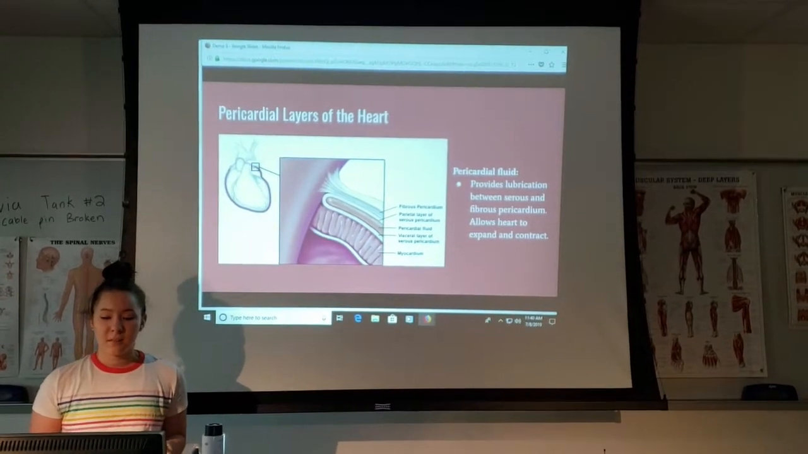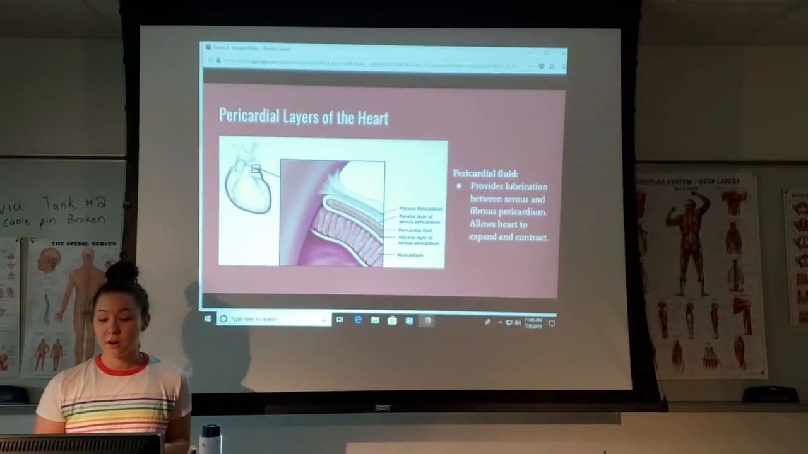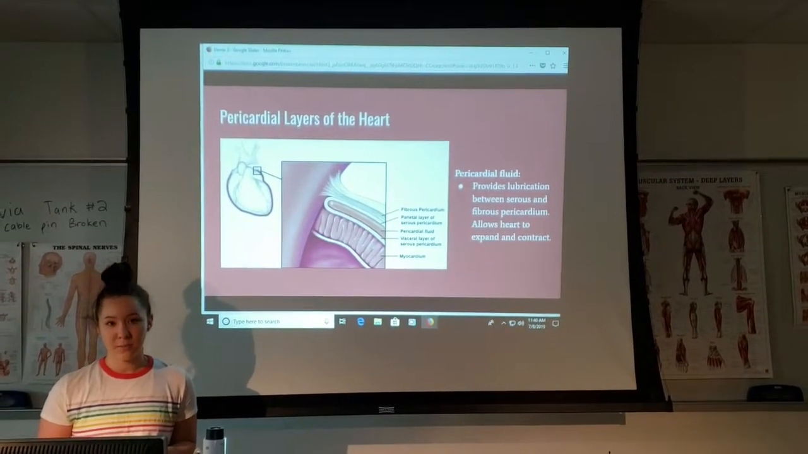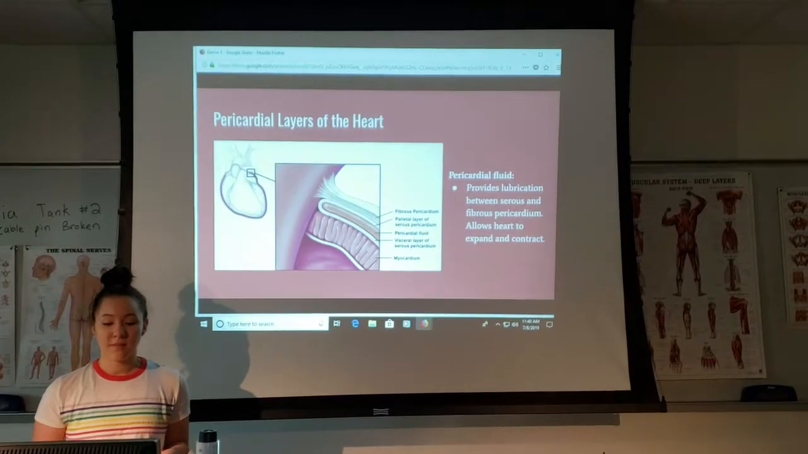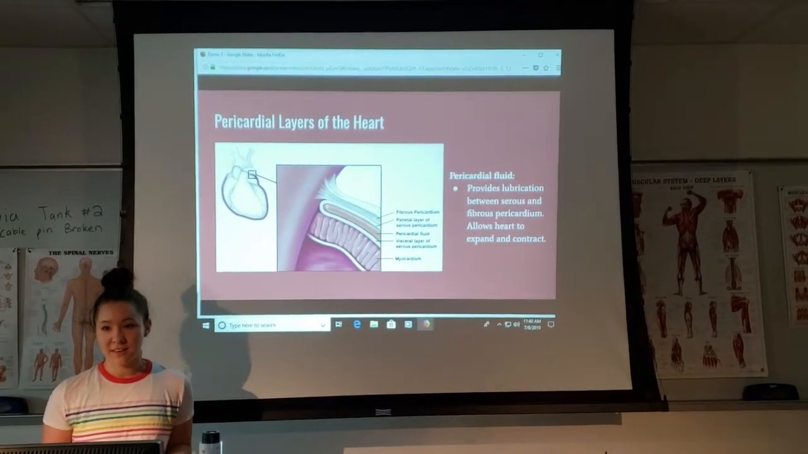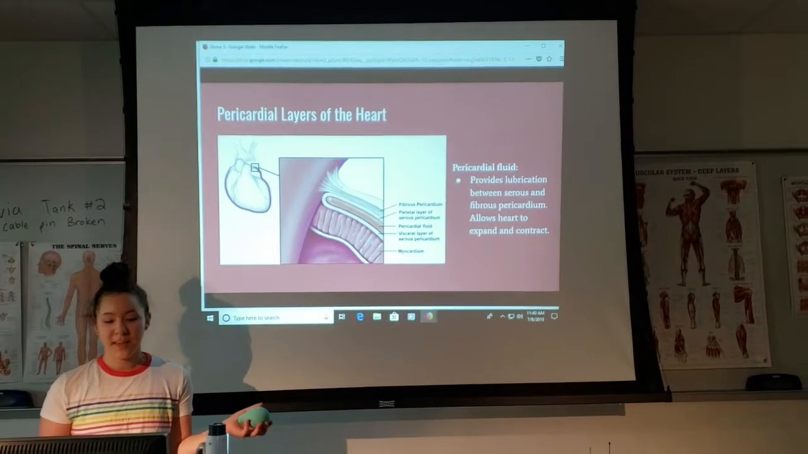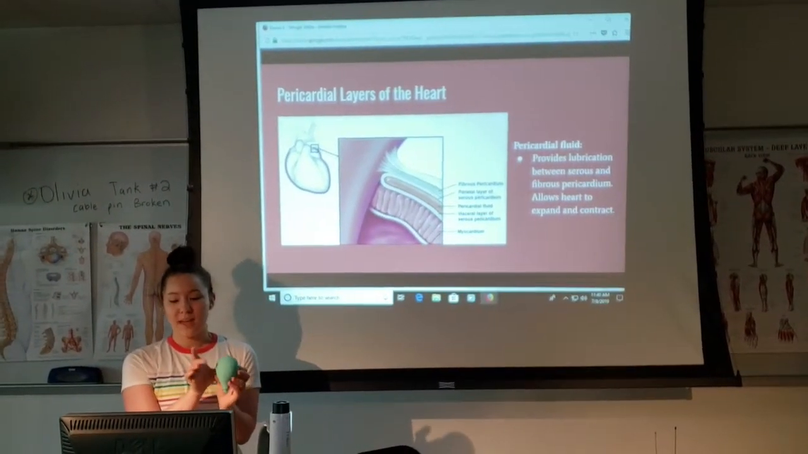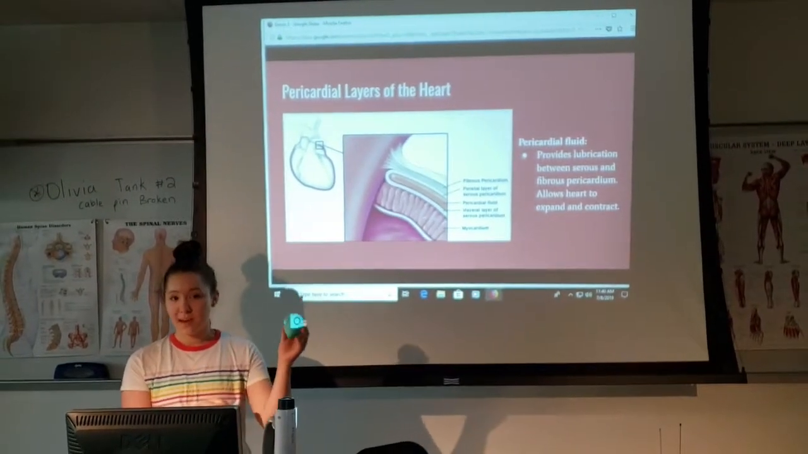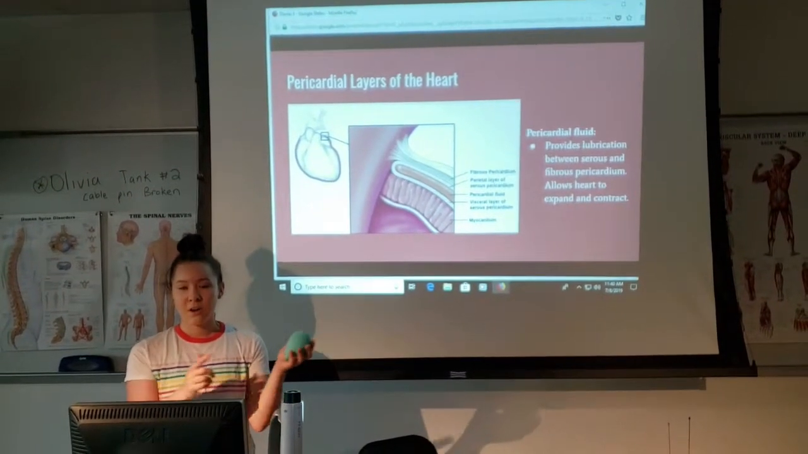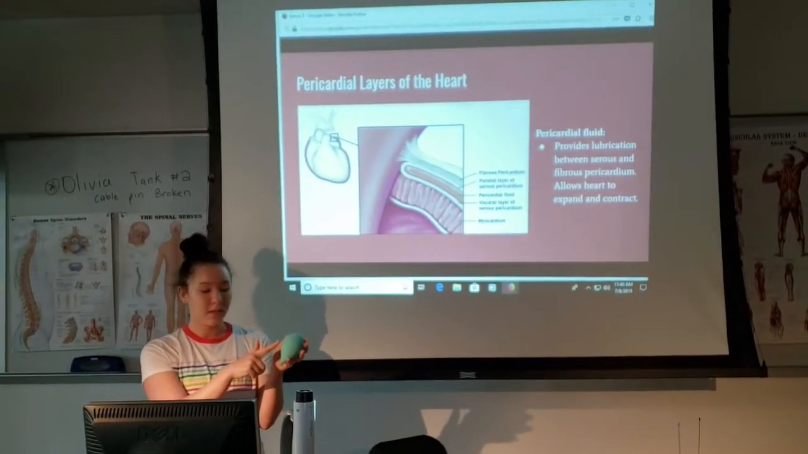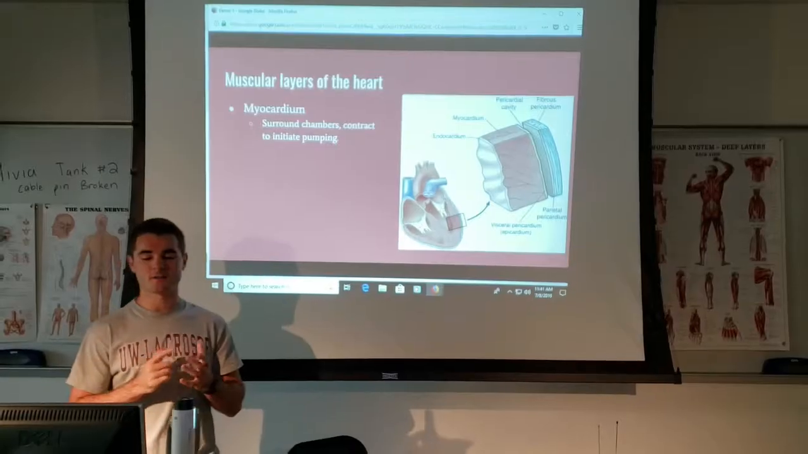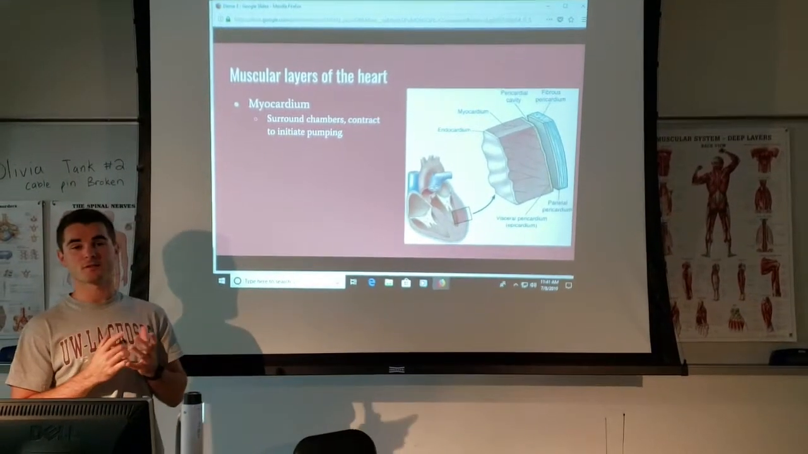So inside of the pericardium is the pericardial fluid, and this fluid provides lubrication between the serous and fibrous pericardium layers, and this fluid allows the heart to expand and contract. A common analogy for this layer of the heart is a balloon. Either side of the balloon is the fibrous and serous pericardium, and inside, the air would be the pericardial fluid. So when the heart contracts and pushes against it, it allows for some lubrication and protects the heart while it contracts.